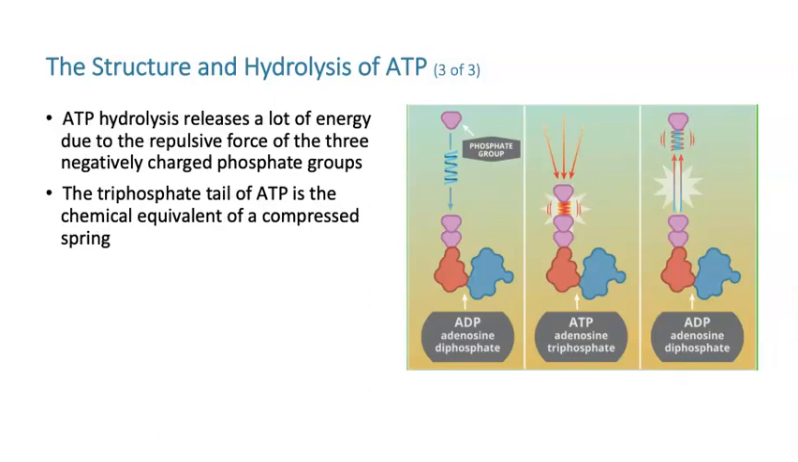ATP hydrolysis releases a lot of energy, and it's due to the repulsive force, like repelling, of the 3 negatively charged phosphate groups. Those negative charges are in tension, and when the triphosphate tail of the ATP has all 3 of them on there, it's like a spring that just wants to push off. So it releases a lot of energy when that 3rd phosphate is let go.